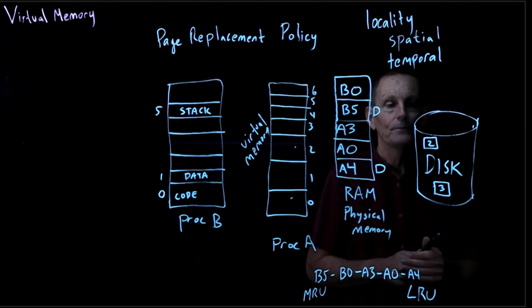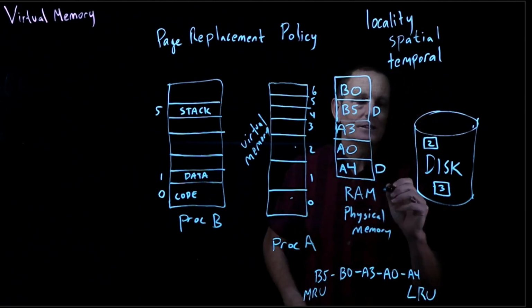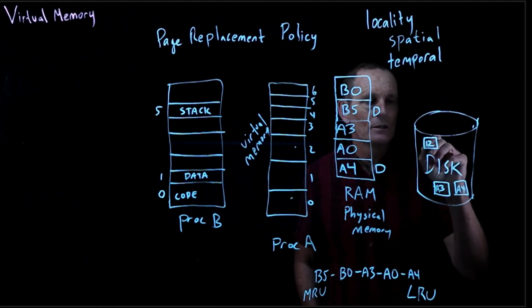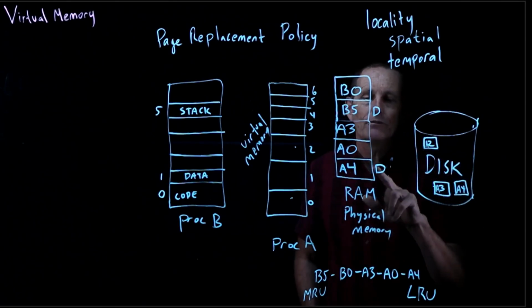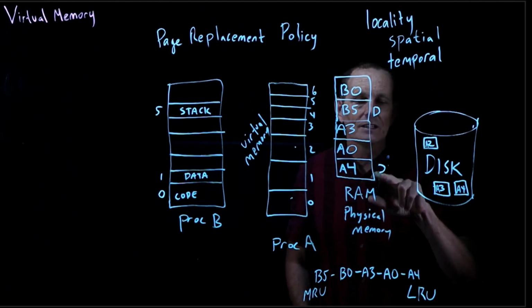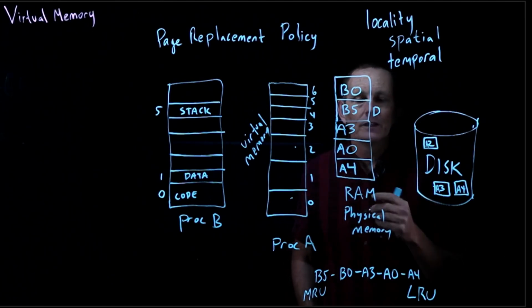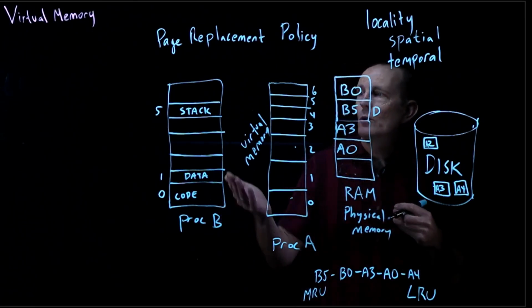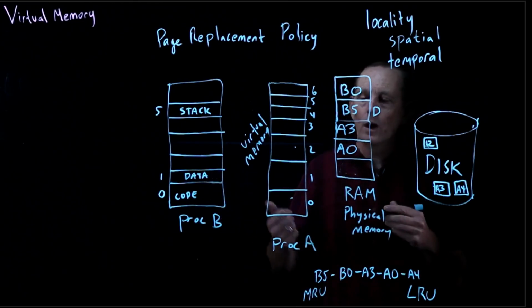When we look at it, though, it's dirty. So therefore, we need to write it to disk. And these happen to be A's as well. So A4, we write it to disk. When we've written it to disk, at that point, it's no longer dirty. And now we can free it up, and then load in what we were interested in loading, which was B1.